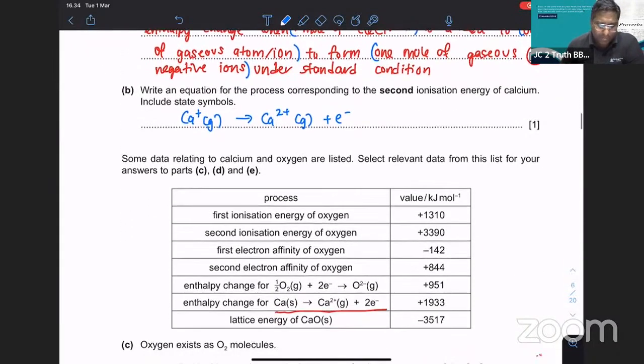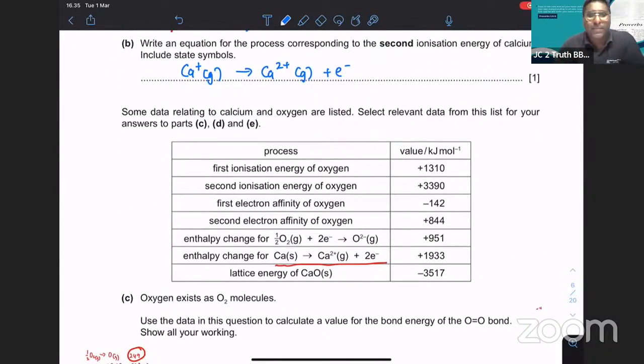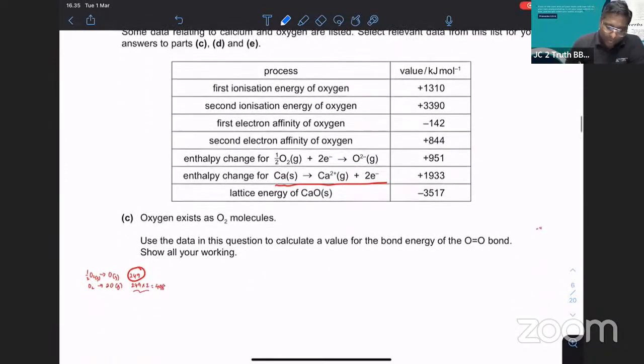Now the next question is: some of the data relating to calcium and oxygen are listed. Select relevant data from this list for your answers in C, D, and E. Here, they say oxygen always exists as O2, and use the data to calculate the value of the bond energy of O=O. It means if you break the O=O, you are going to get 2 atoms of oxygen. So we just need to find out what that energy is, the bond energy for that. But they didn't give it to you directly. You need to find it out using the data that you have over here.